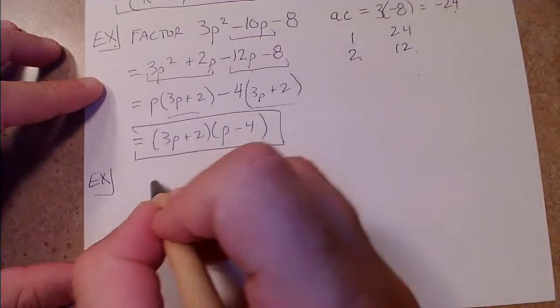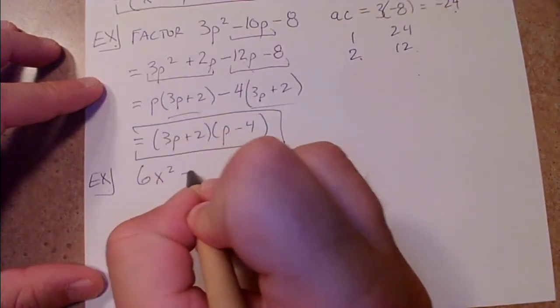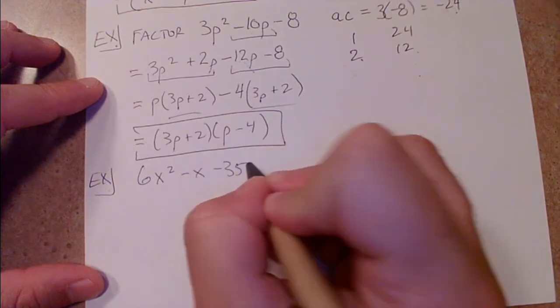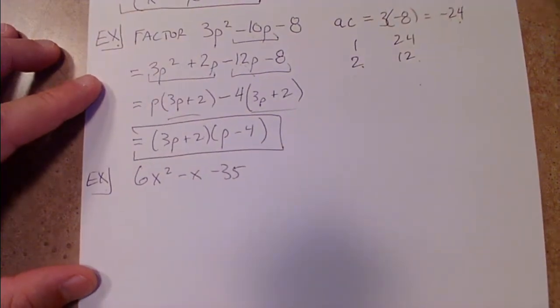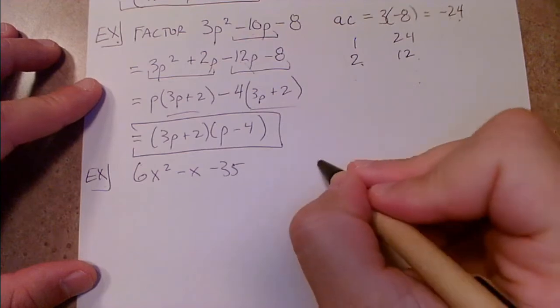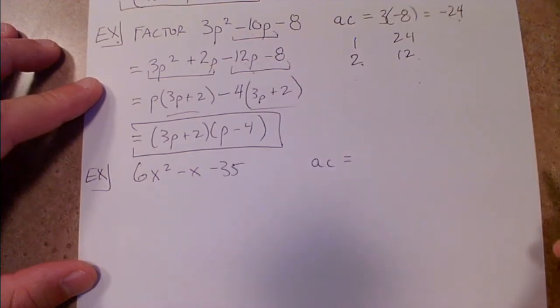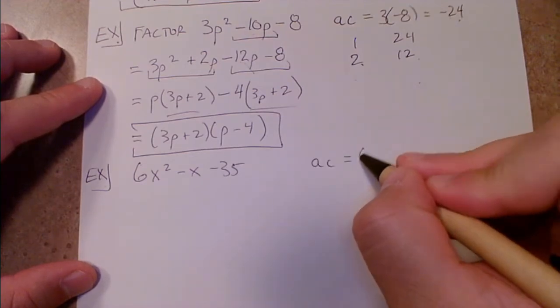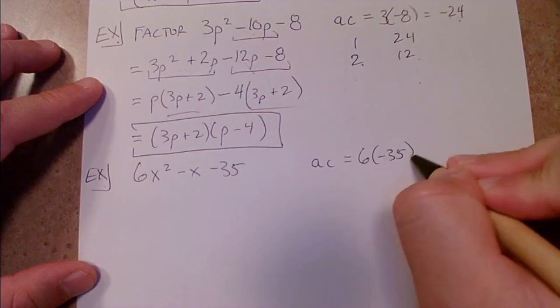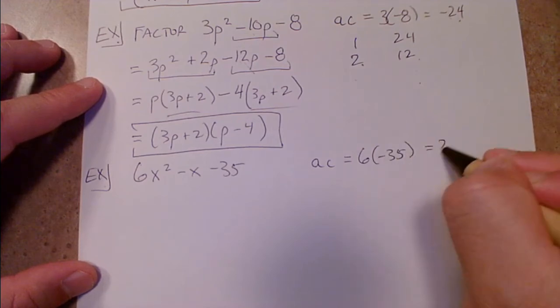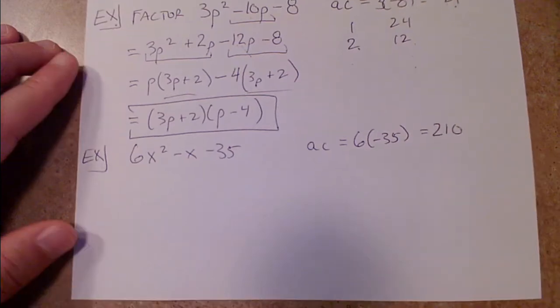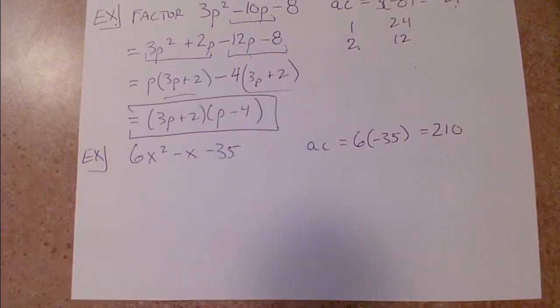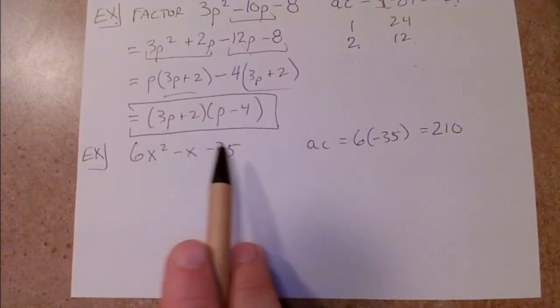All right, another example. Let's do 6x squared minus x minus 35. All right, we're going to factor this thing. So we're going to do the AC method again. All right, a times c is 6 times negative 35, which is negative 210. That's a big number. All right, so there are, first off, a lot of factors that work here.